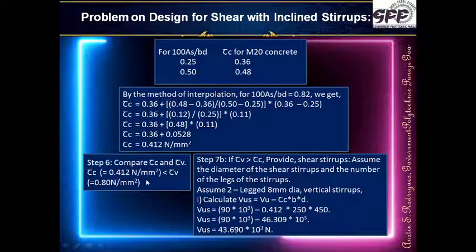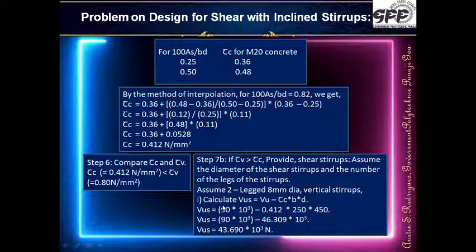So because its own capability is lesser than the nominal shear stress, we need to reinforce it with shear reinforcement. So provide shear stirrups. Assume the diameter of the stirrups and the number of legs. Let us assume, as in the other case, 2 legs and the diameter to be 8 mm. So assume 2 legged 8 mm diameter not vertical, but inclined stirrups.